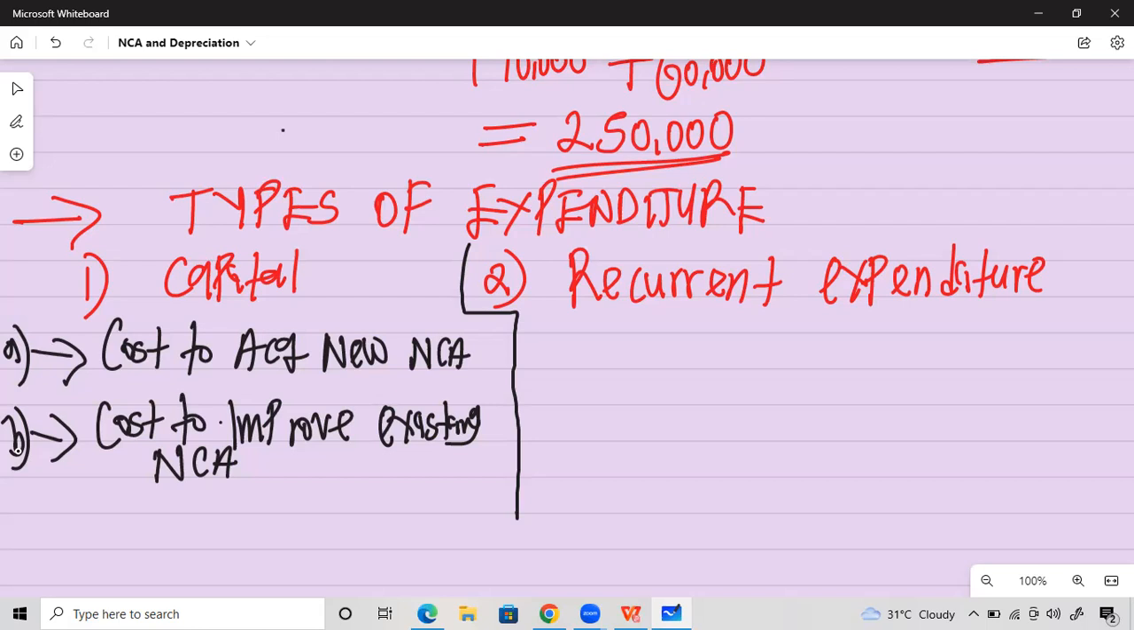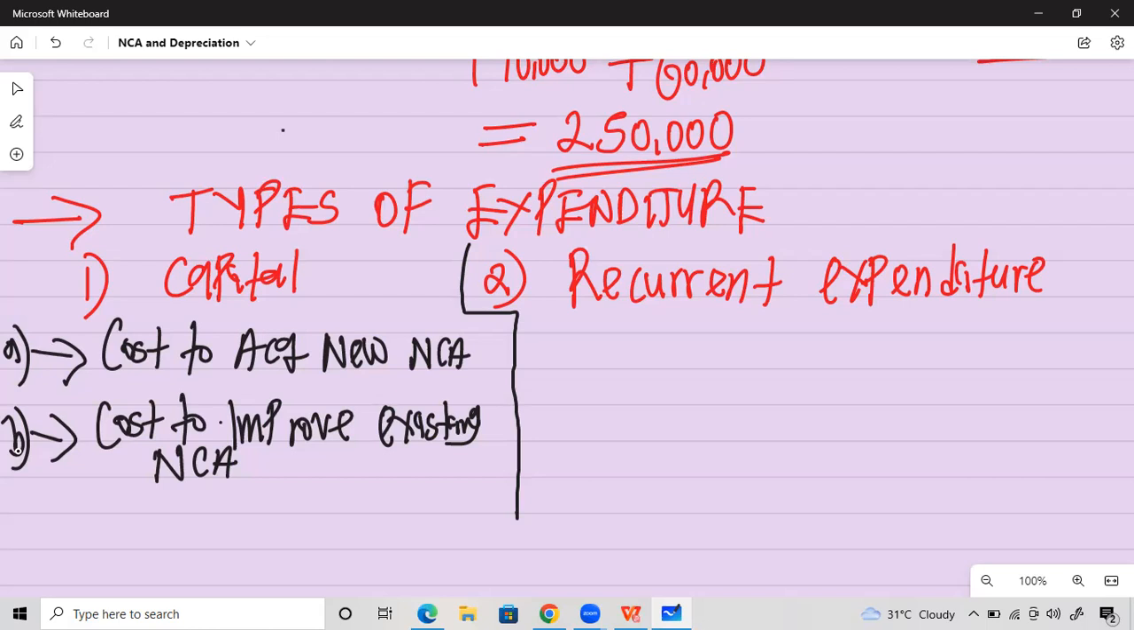Cost of what? Improving the existing one, or acquiring a new one. Those are what we call capital expenditure. Don't forget, what is capital expenditure? Capital expenditure are those expenditure to acquire a new non-current asset, or the cost of improving the existing non-current asset.